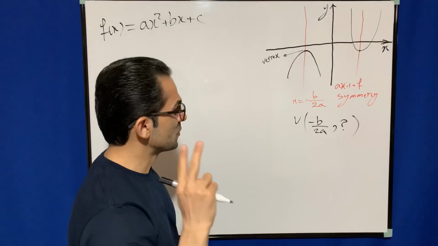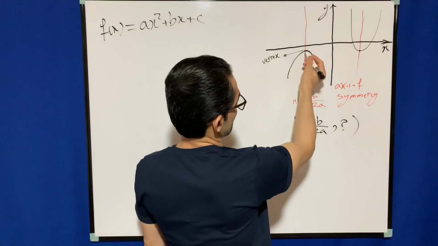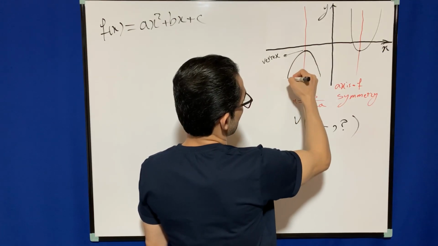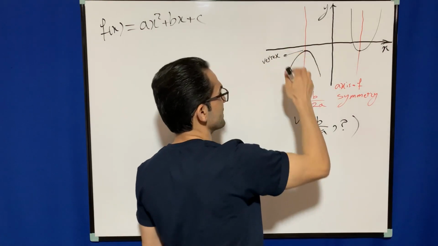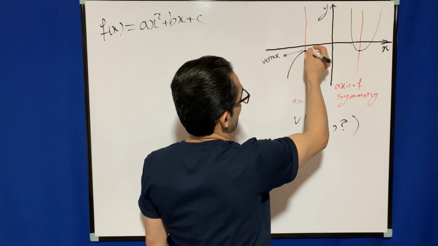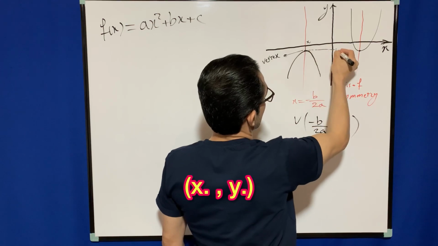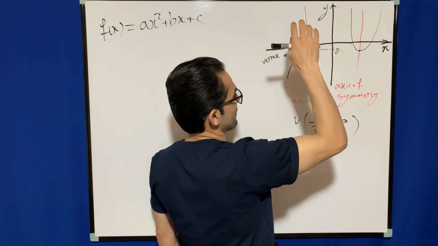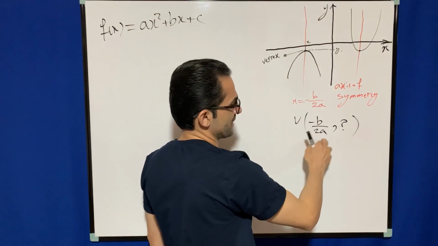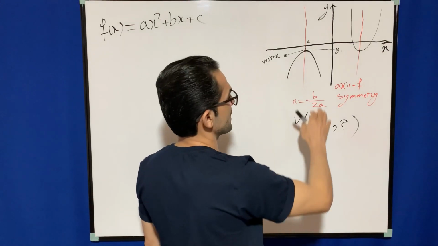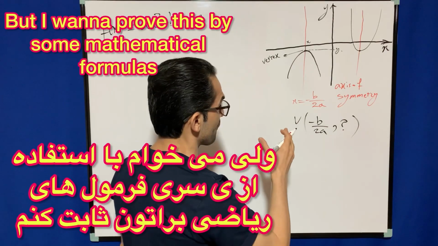I tell you in two simple ways. At the first blush, it is so clear. As you see, the point is exactly the intersection of a parabola and axis of symmetry. This point exactly lies on the axis of symmetry. If I draw my projection like this, x naught, y naught, you see, it lies exactly on the axis of symmetry. This is why the first component or x coordinate of vertex is the equation of axis of symmetry. But I want to prove this by some mathematical formulas.